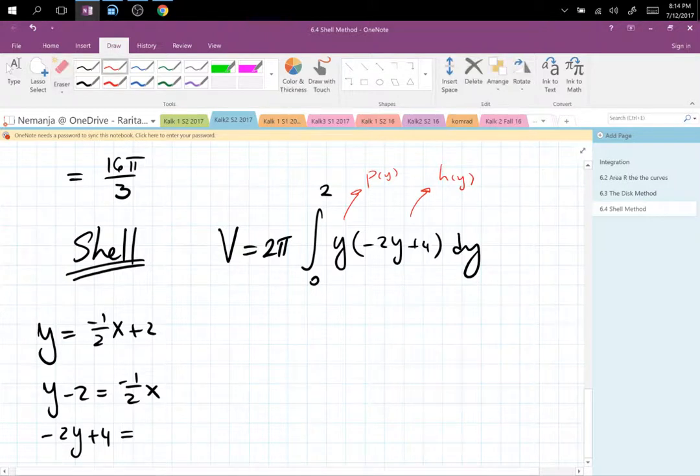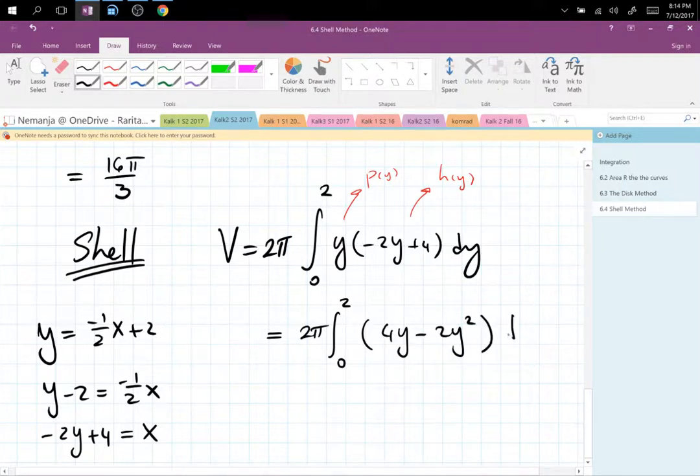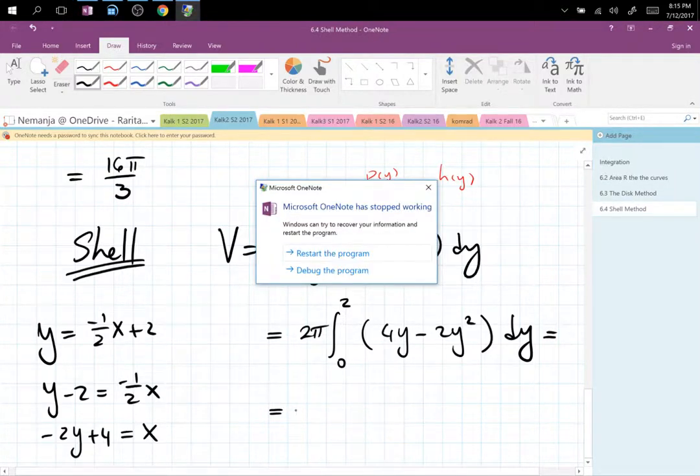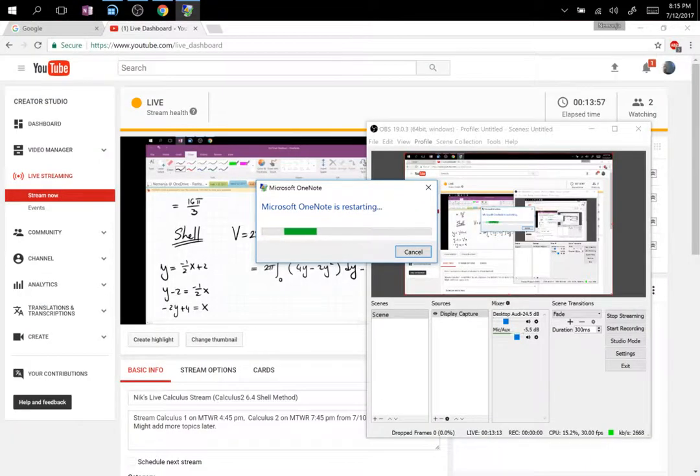Yeah, that's what I said. Please pay attention. So now 2 pi integral 0 to 2 of 4y minus 2y squared dy to integrate, and we better get 16 pi because we are solving the same problem just a different way. So when it starts crashing, then it keeps crashing.